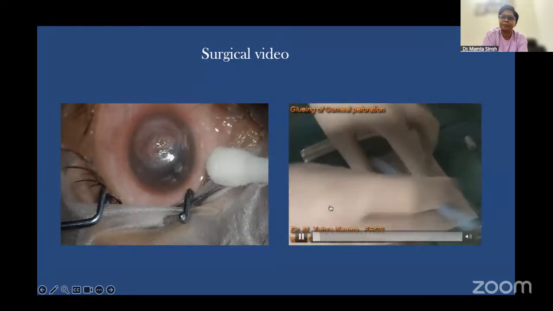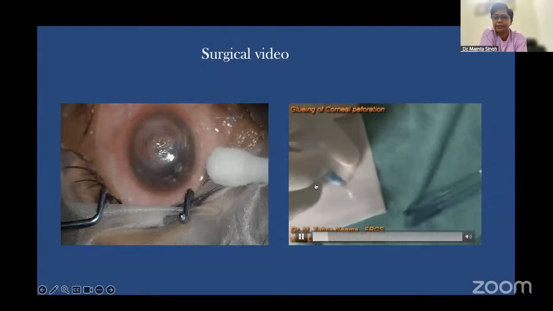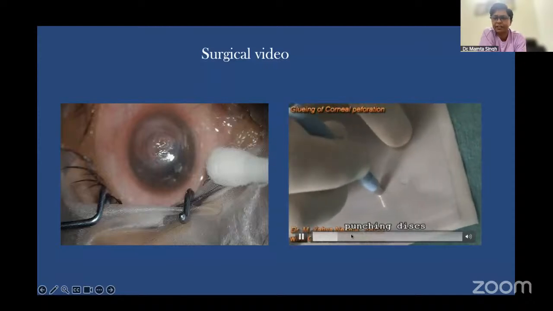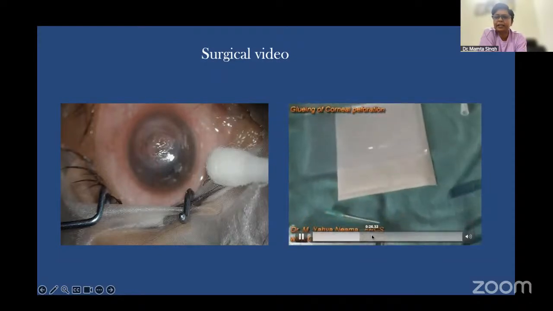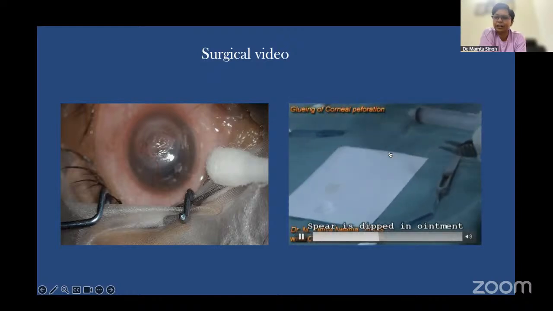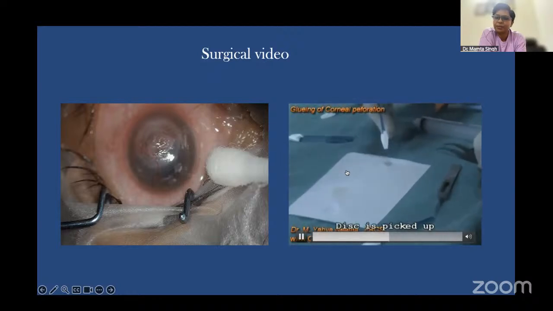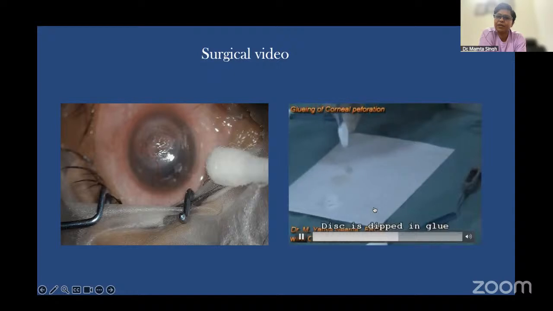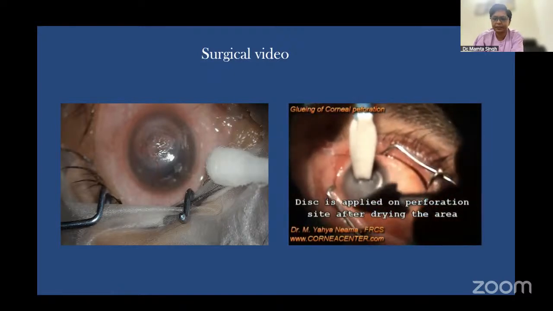This is the patch technique. We use the sterile drape, and with the help of a dermatome or even by hand, we can fashion a sterile disc like this. Then we take any of the ophthalmic ointment. With the help of this, we attach the disc that we have fashioned. And then we dip it in the corneal glue, the tissue glue. And then we put it over the corneal surface as we did earlier, like this.